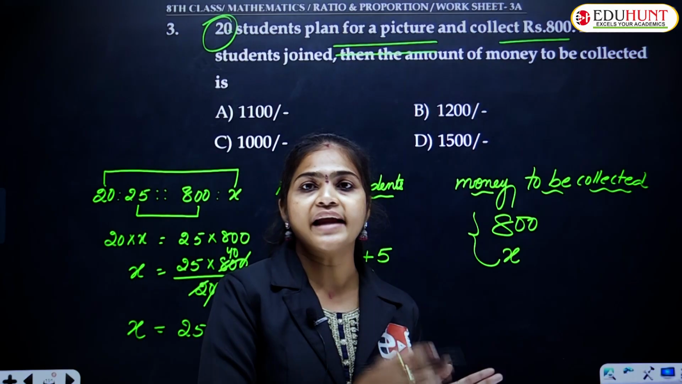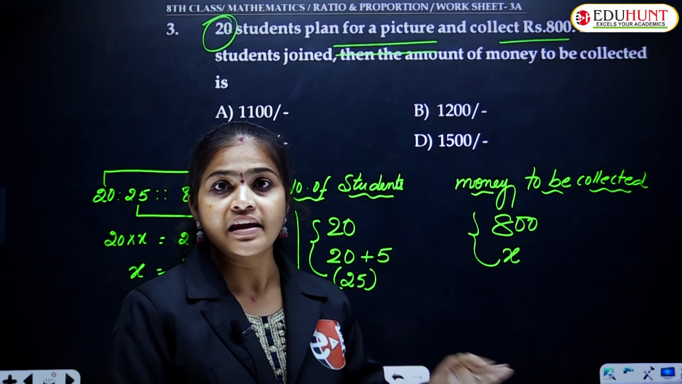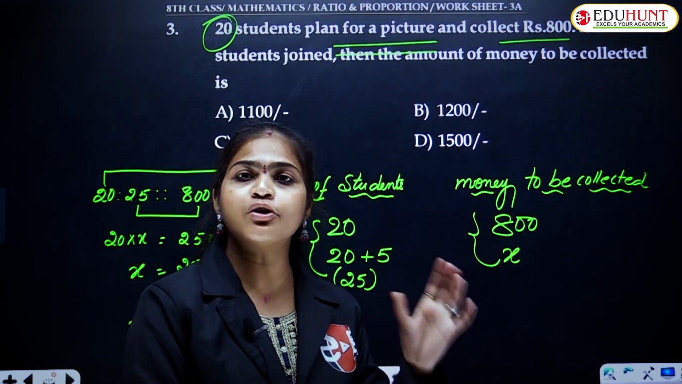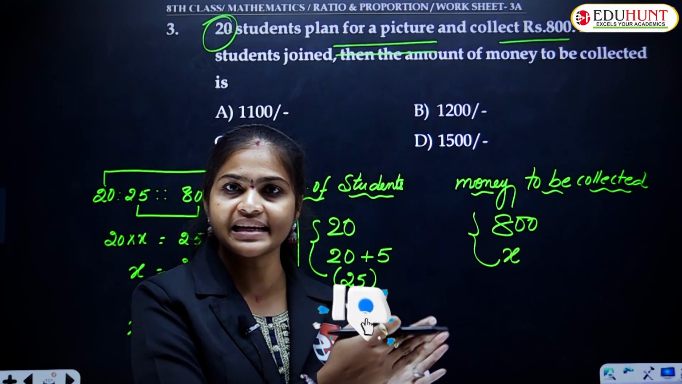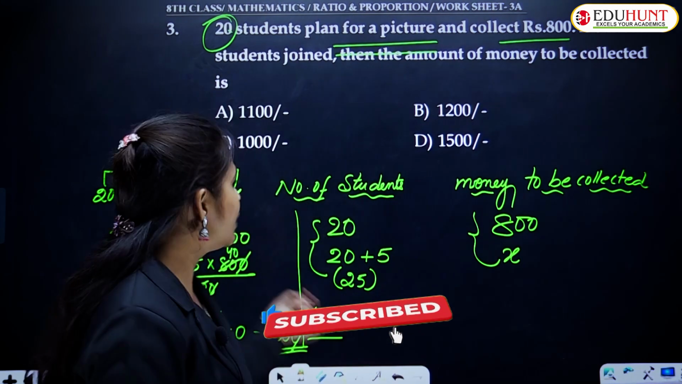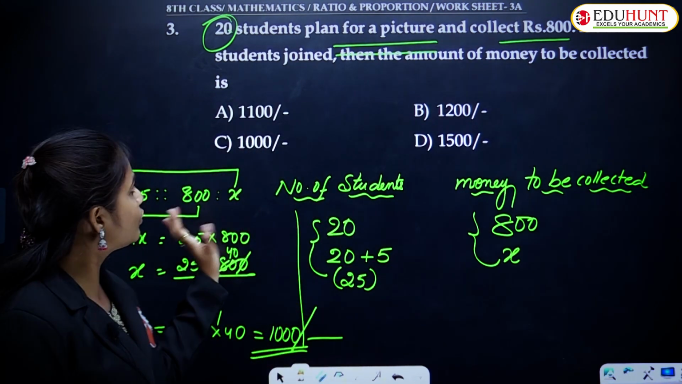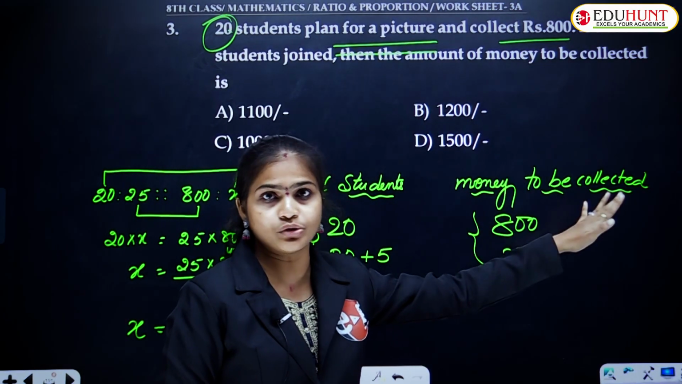20 students plan to go to a movie. Then they collected 800 rupees. If 5 more students wanted to join along with them, then the total number of students is 25. So here the number is increased, then the collected money also should be increased, no? So how much to be increased is what they ask here. So the total amount only they asked here, the amount of money to be collected. Total amount only they asked.